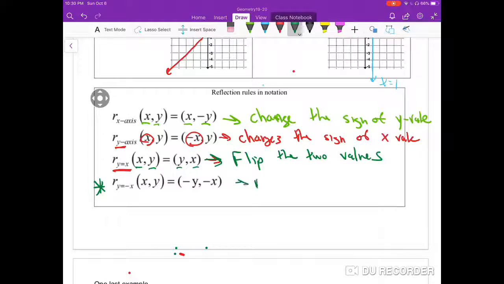So this one we flip and change both. Very rare that you see this one. It doesn't come up a lot, but it's definitely helpful to know just in case.